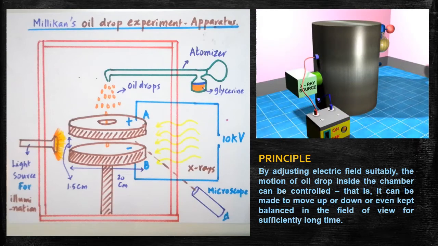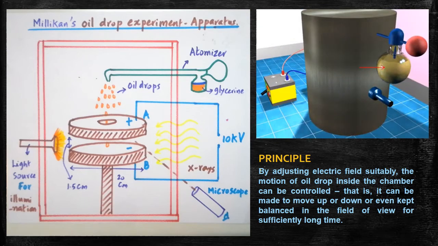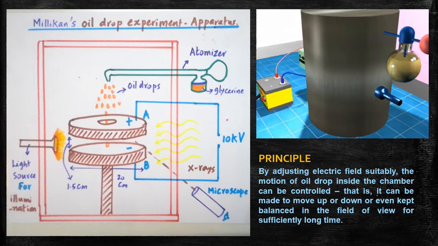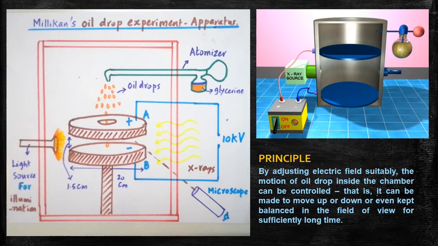It has an X-ray source placed over here and a high DC voltage source over here, capable of providing a potential difference ranging up to 10,000 volts. Over here is an atomizer for spraying oil into tiny droplets, and a telescope over here to view the oil drop. Now let us see what we have inside this container.